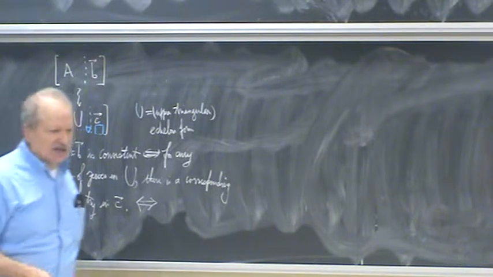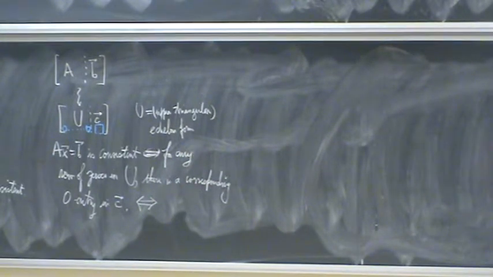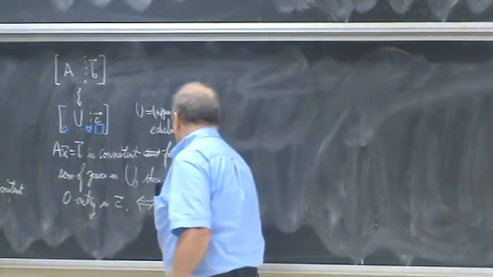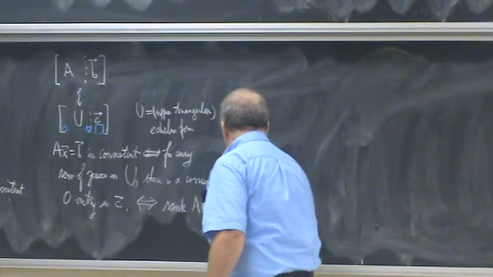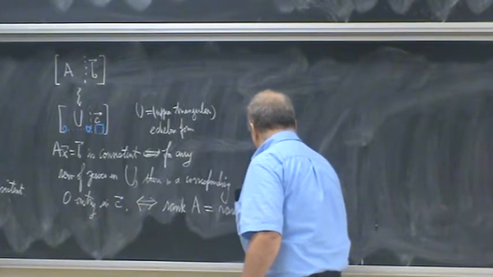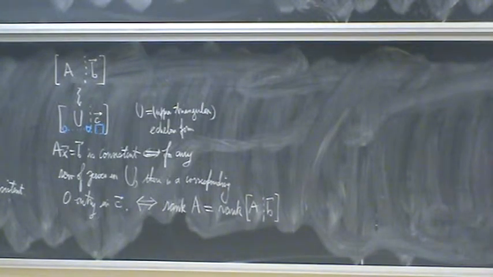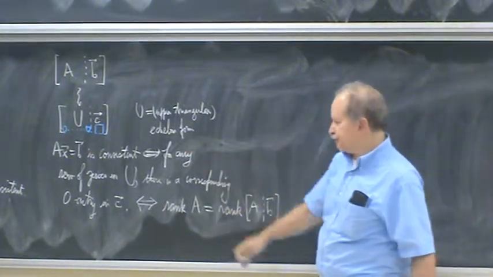Can you restate that in terms of the word rank? Oh, the rank of the augmented matrix is the same as the rank of A. So even when you augment, you don't pick up any extra pivot. That's equivalent to saying it's consistent. You guys buy that? So that's a restatement of what we said here.